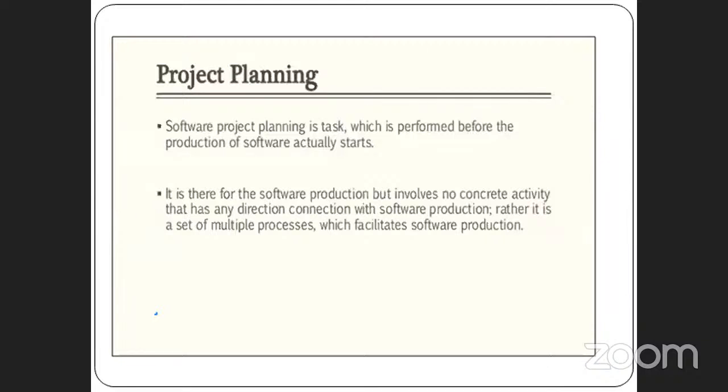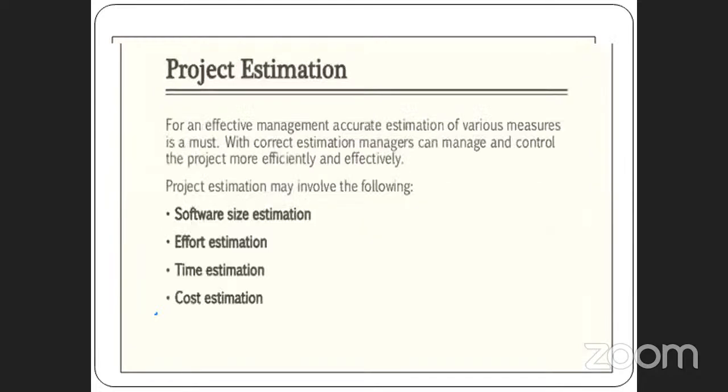So I can go for Excel, MS Excel software. If the same engineer is going for a 50 lakh or more than 1 crore project, he should go for Primavera. This project planning will start before the production of software starts. After the planning only, we will decide whether we go for Excel or Primavera. So that is the project planning.